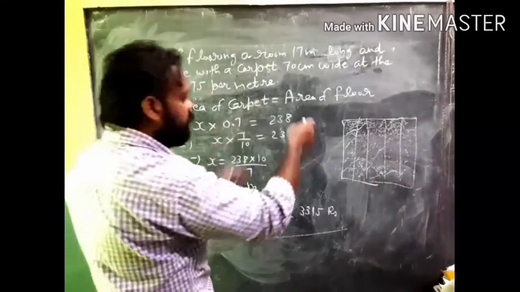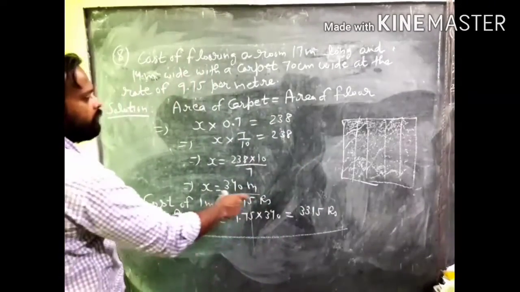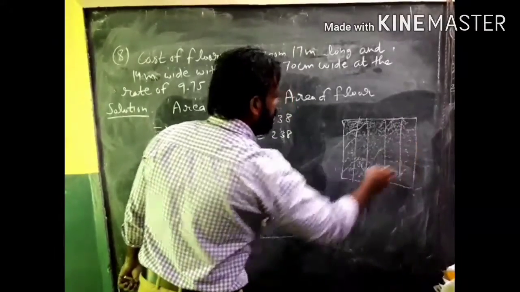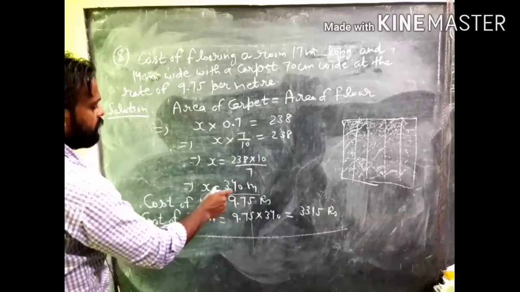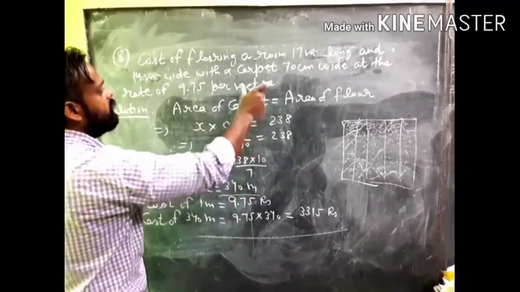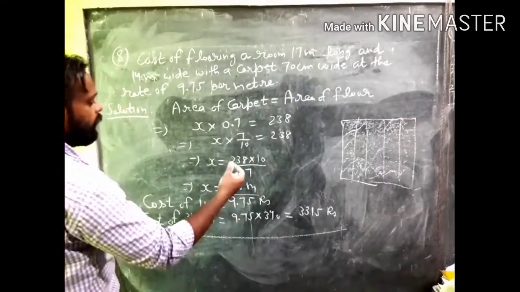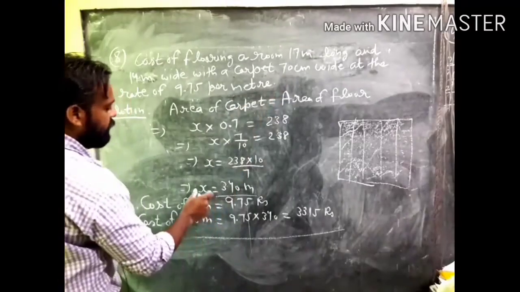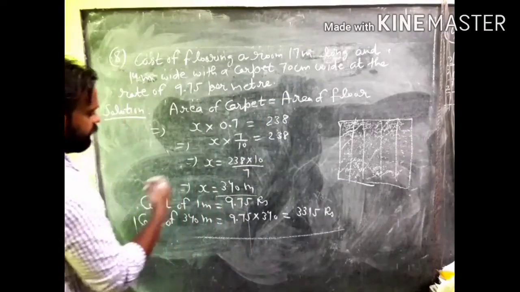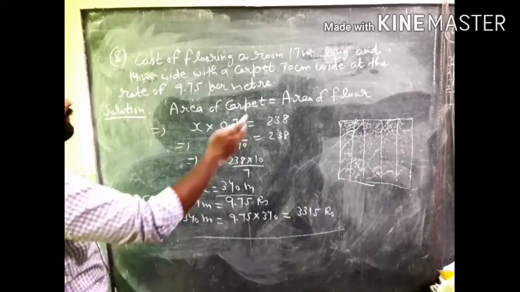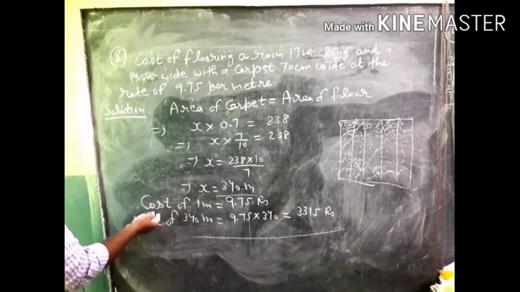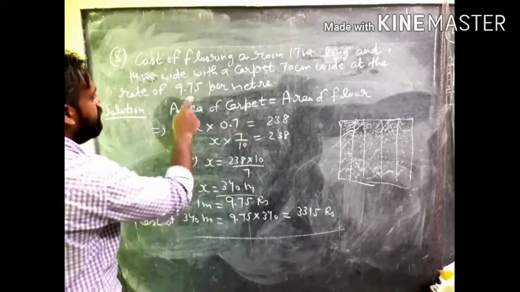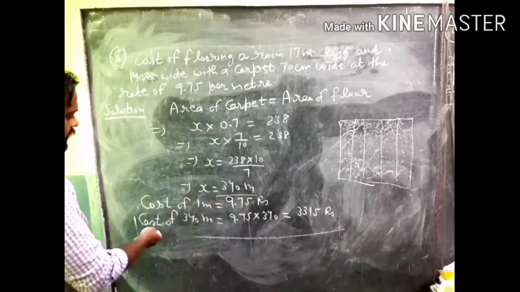So this much length of the carpet is required to cover this area. So the length of this carpet is 340 meter. Means if the breadth is 0.7 meter, then its length will be 340 meter. And now you can see we have to find out the cost also, and the cost of 1 meter is given to us.